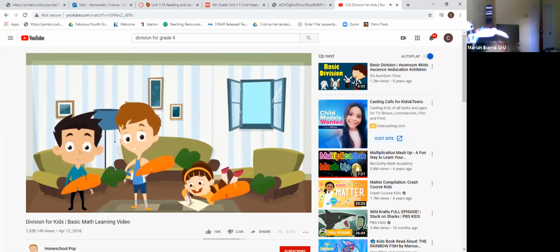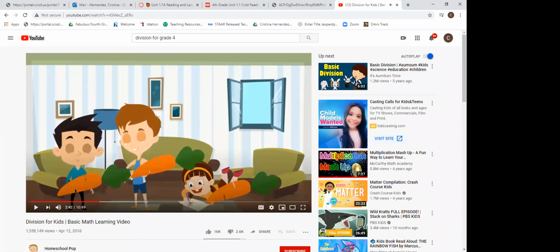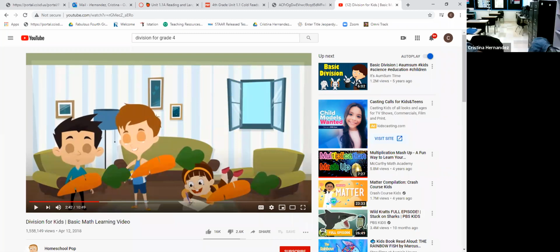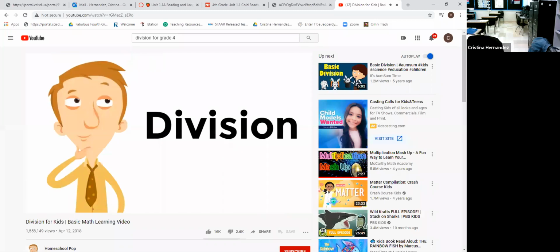1 carrot. They each get one because there's 3 kids and 3 carrots. We have been paying attention all week. Right? 3 carrots, 3 kids. Each kid gets 1 carrot. Hey, did you know we just did division? We just did division.